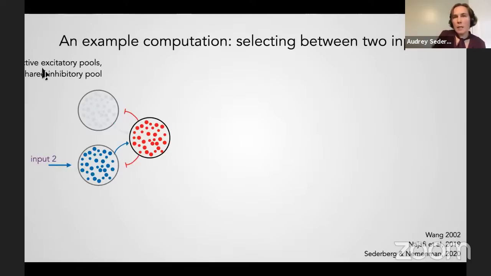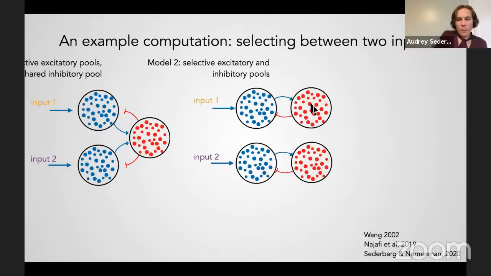And so in model one here, the excitatory neurons are selective for the input, but the inhibitory neurons are not. And because that disagreed with what the experiment reported, that the inhibitory neurons were also selective, a second model that involves specific inhibitory pools was proposed. And so in this case, there's some pool of neurons set up that is selected for input one, which has its own private pool of inhibition. So if these are active, these are also active, and vice versa.